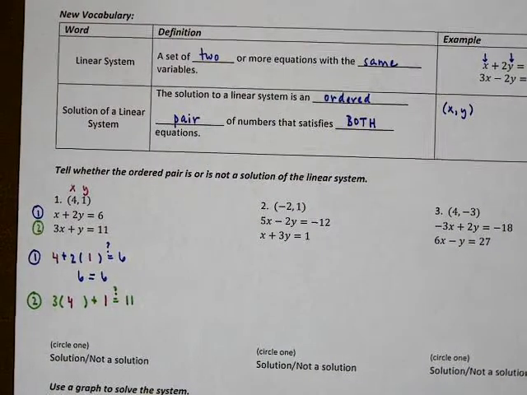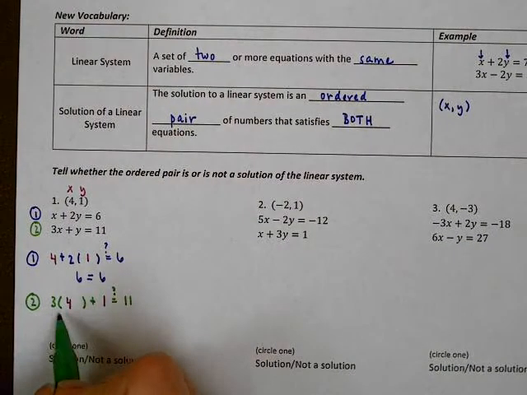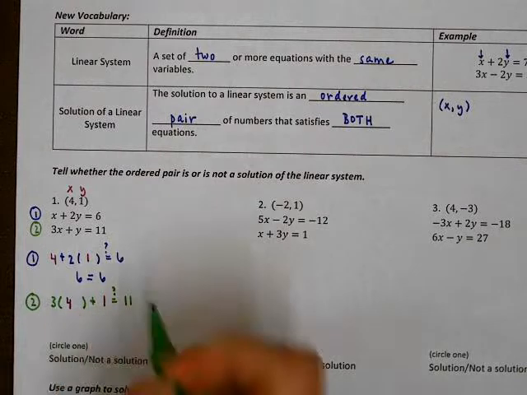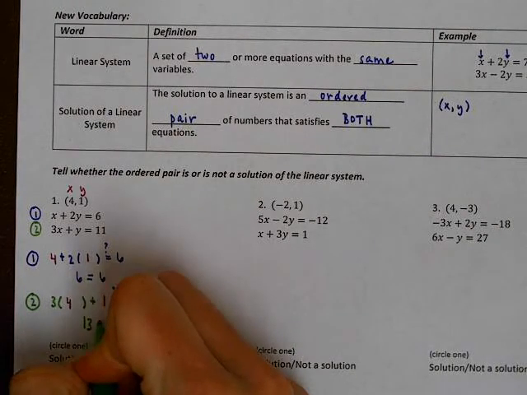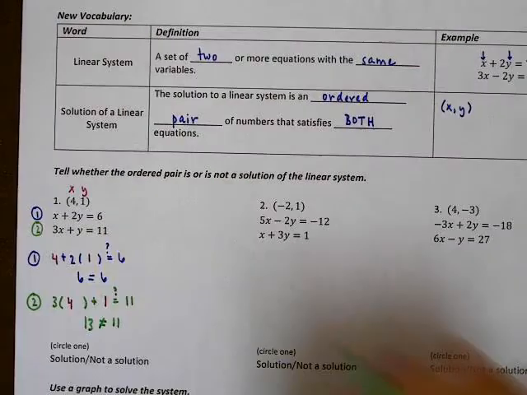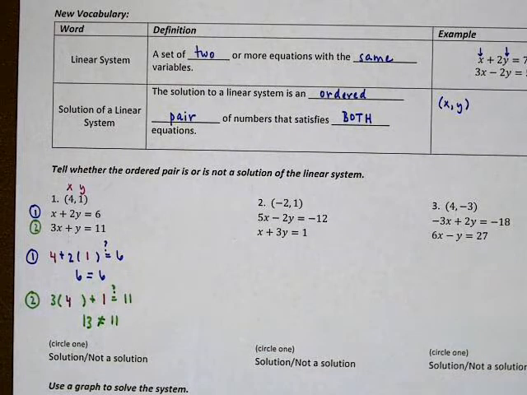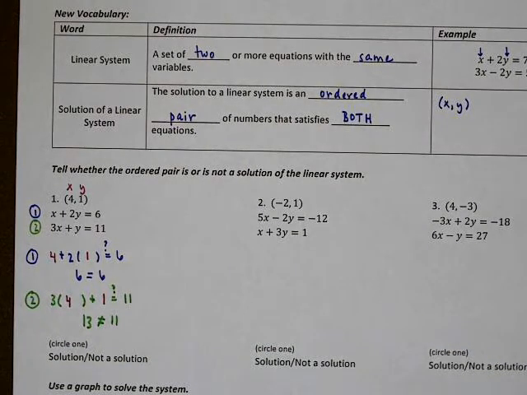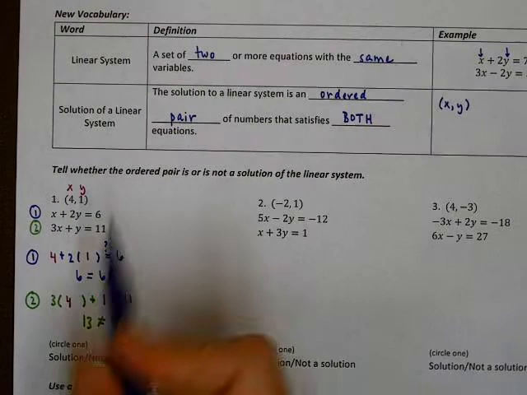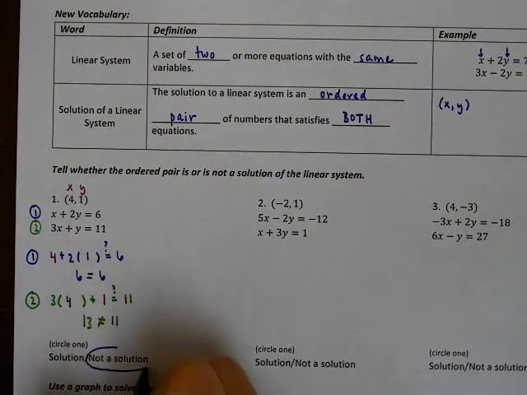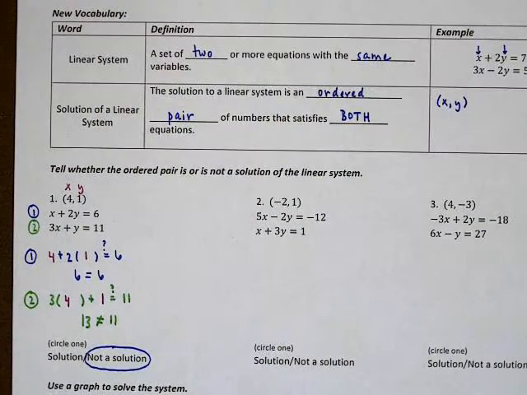So now in this case, if I evaluate the left-hand side, I have 3 times 4 is 12, plus 1 is 13. 13 is not equal to 11. So since this ordered pair is not a solution of both equations, we say it is not a solution of the system. It has to work for both.